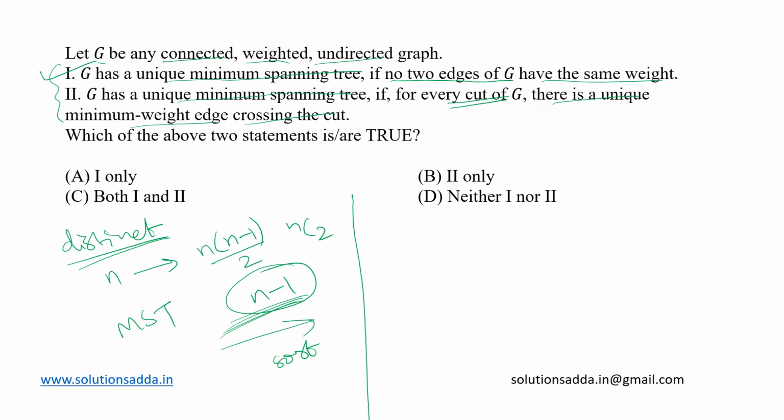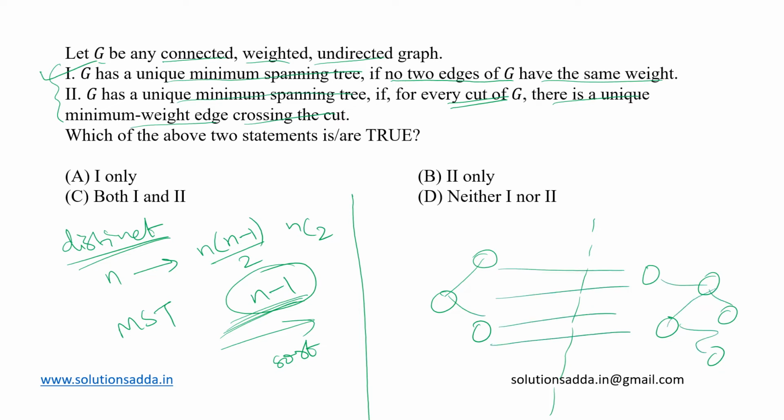Now what do we mean by a cut? Let us say we have a cut like this such that the graph is divided into two components. Some of its nodes are over here, connected to each other in some way, and these are some of the edges which connect the nodes in this component to the nodes in the other component. So basically this cut is a line dividing the graph into two components, and these are some of the edges crossing that cut. Now they are saying there is a unique minimum weight edge crossing the cut.